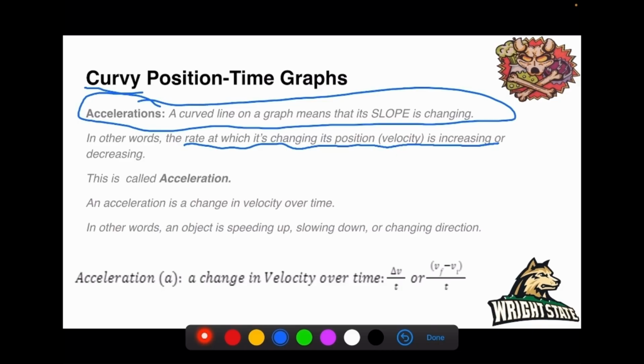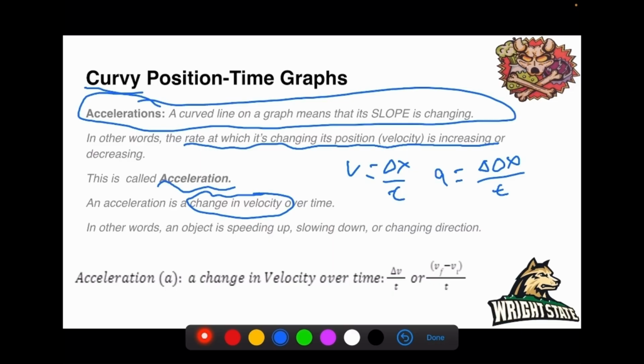So in other words, acceleration is a change in velocity over time. So velocity is a change in position over time. Acceleration is a change in velocity over time. So acceleration is delta v over t, which is the same thing as saying vf minus vi over t, right? However much our velocity changes in that period of time, that will give us our acceleration. So because velocity includes direction, changing direction means that the thing is accelerating.